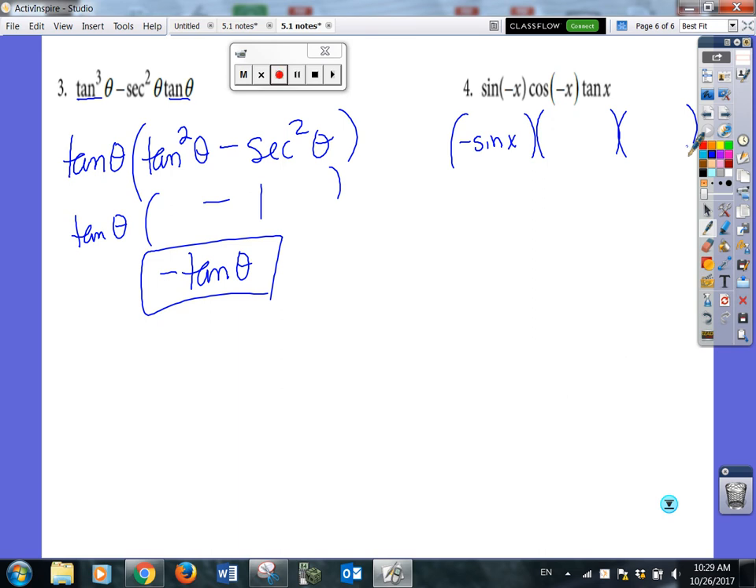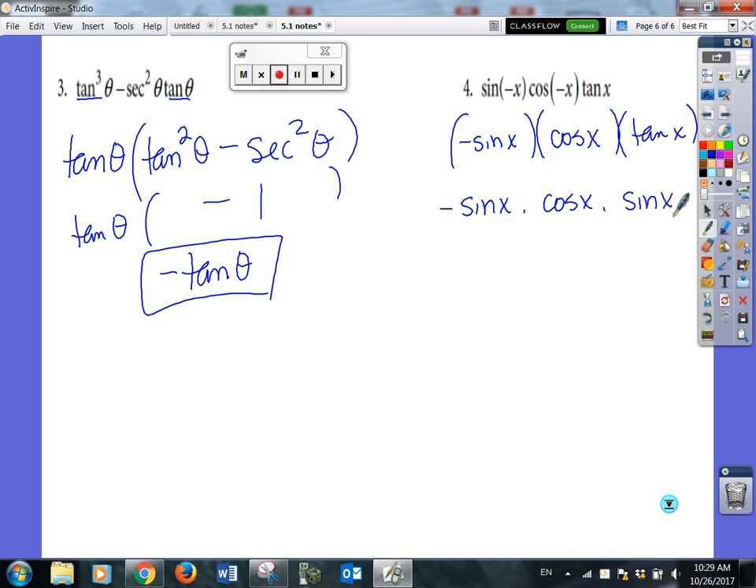Cosine of -x, again, you just look on your identity sheet, turns into just cosine of x. And tangent of x is just tangent of x. It's not tangent of -x, so tangent of x just stays. It's just a regular trig value right there. We don't change it because it's not tangent of -x. It's just tangent x. All right, so now we have sine, we have cosine, and we have tangent. Most of the time when you have just your regular sine or cosine, with a tangent you want to leave it as it is. So I'm going to leave this negative sine x times cosine x.